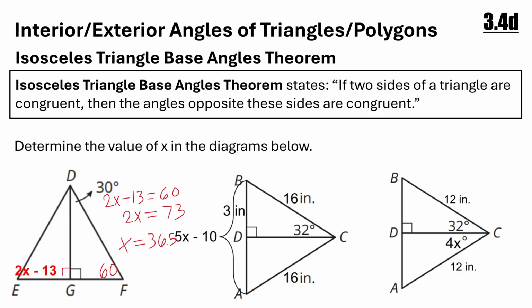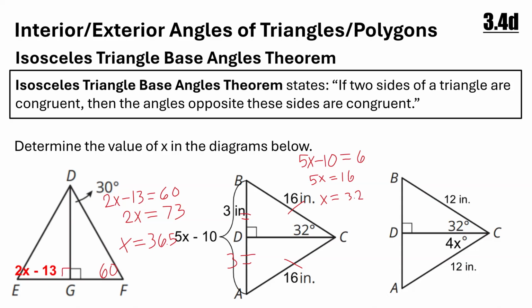The second triangle has a perpendicular bisector and shows that the opposite sides are congruent, thus making an isosceles triangle. This means that each side of the left portion of the triangle is 3 inches, making the length of the left side 6 inches. To find x, set up an equation: 5x minus 10 equals 6. After adding 10 to both sides, we get 5x equals 16. Divide both sides by 5 to get x equals 3.2.